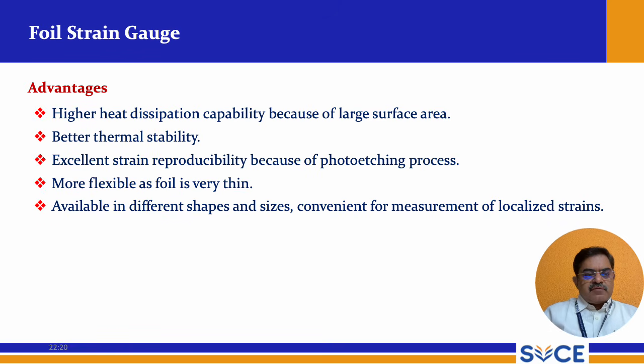So advantages of foil type strain gauges: higher heat dissipation capability because of large surface area, better thermal stability, excellent strain reproducibility because of the photo etching process, more flexible as foil is very thin, available in different shapes and sizes, convenient for measurement of localized strains. So that is the biggest advantage.